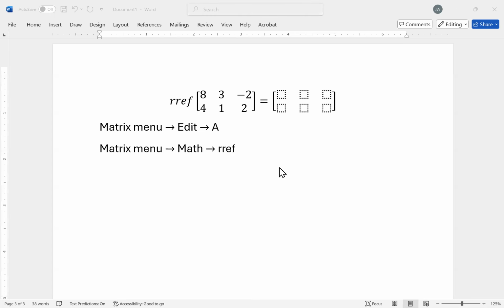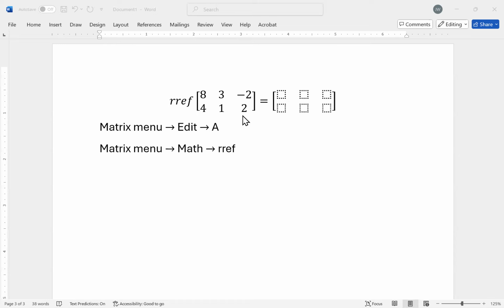Now I'll talk through how we do the RREF of this matrix. Basically, on the TI-84, you would do your matrix menu, which is second, and then the X inverse button. And then you'd scroll over to Edit and click on Matrix A. You would input 8, 3, -2, 4, 1, 2 into Matrix A. And obviously, this has 2 rows and 3 columns. So you have to state that this matrix is going to have 2 rows and 3 columns.